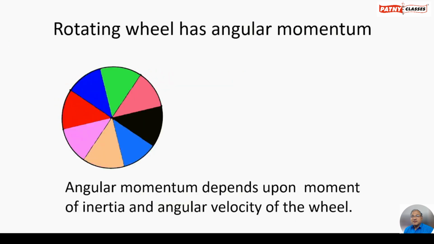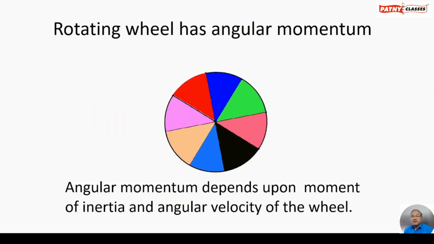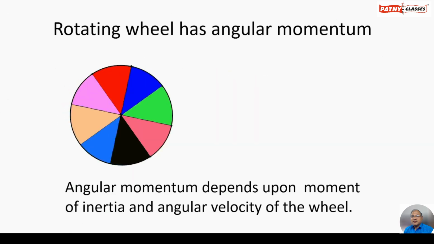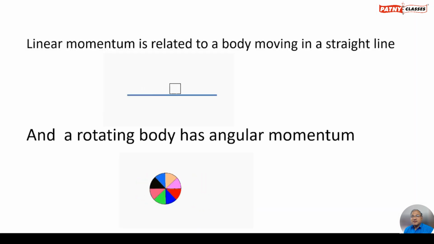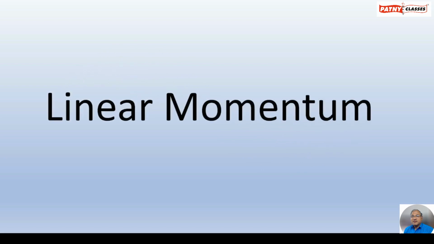In vector form, linear momentum is given by vector P equals m multiplied by vector v. A rotating wheel has angular momentum. Angular momentum depends upon the moment of inertia and angular velocity of the wheel. So, linear momentum is related to a body moving in a straight line, and a rotating body has angular momentum. First, let us understand the meaning of linear momentum.